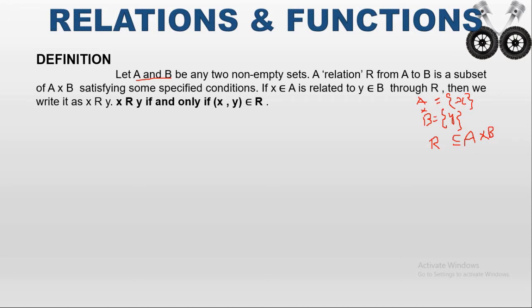That means whatever element is present in X should belong to capital A, and Y belongs to capital B. So if X belonging to capital A is related to Y belonging to capital B through R, then there is a relationship between A and B using the relation capital R. That can be written as X is related to Y if and only if the condition (X, Y) belongs to R. The elements present in A and the elements present in B belong to capital R. So that is the definition of a relation.